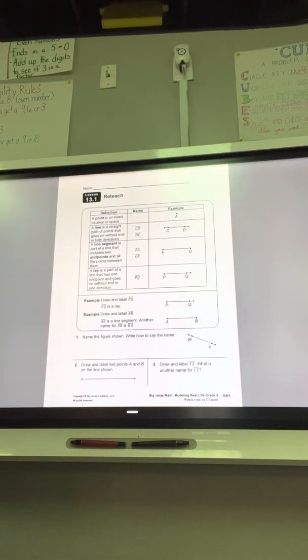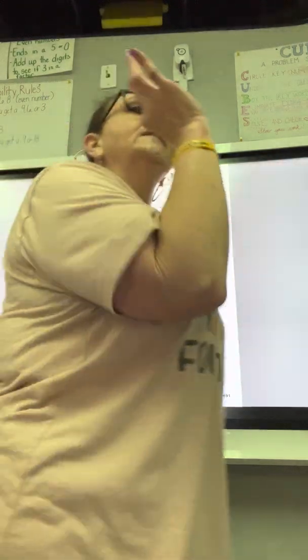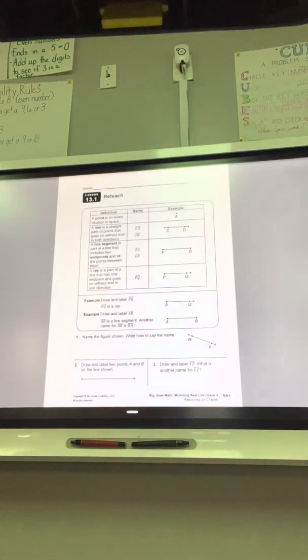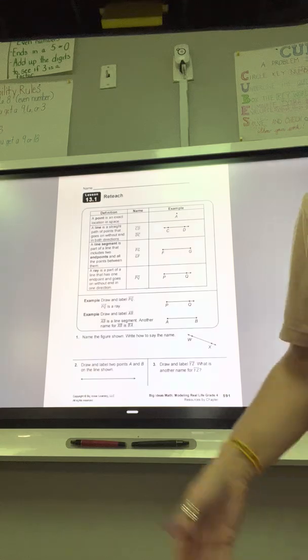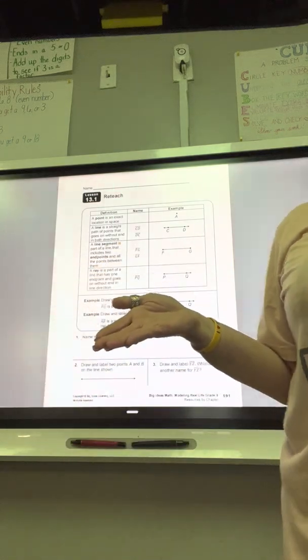All right, so we have a point. A point is an exact location in space. One little point in space. One exact location is a point. And we represent it with a dot, and usually we name the dot with a letter.